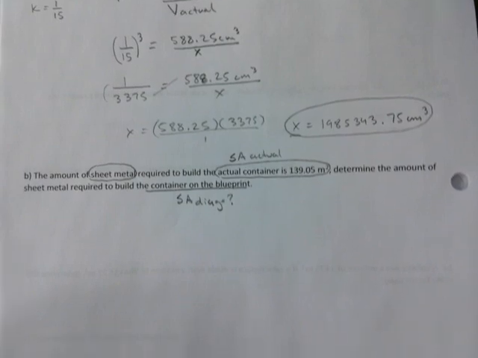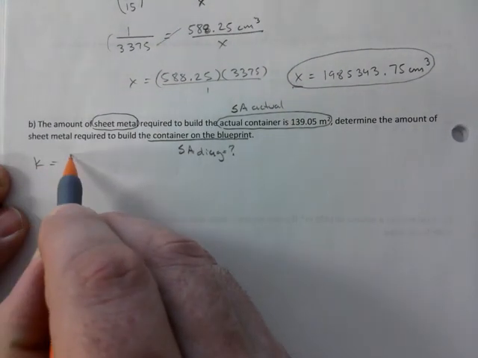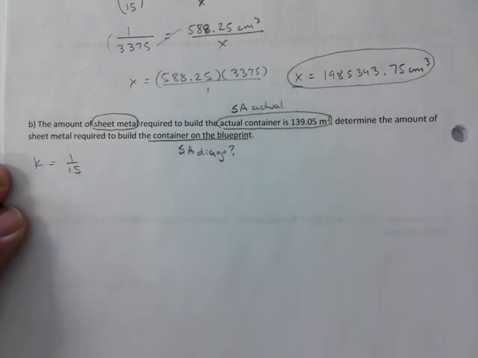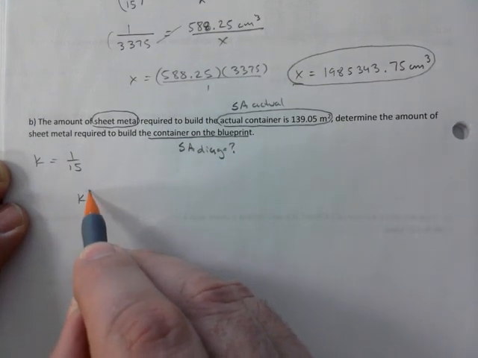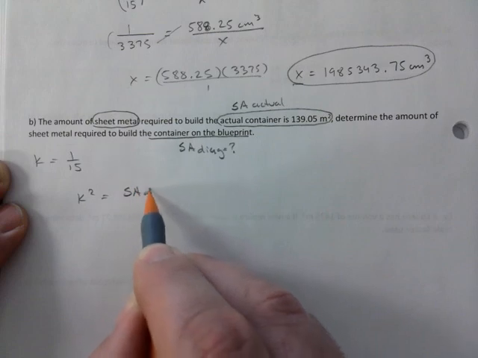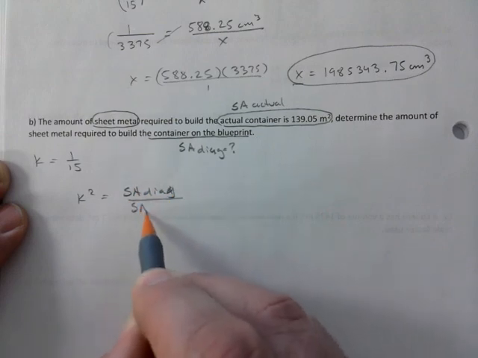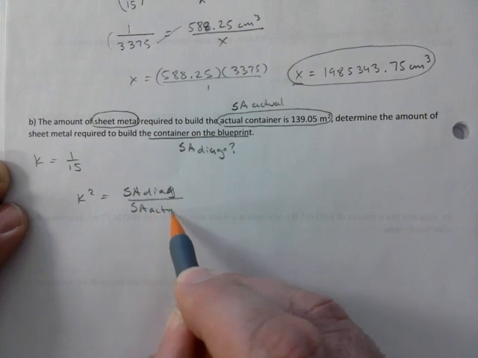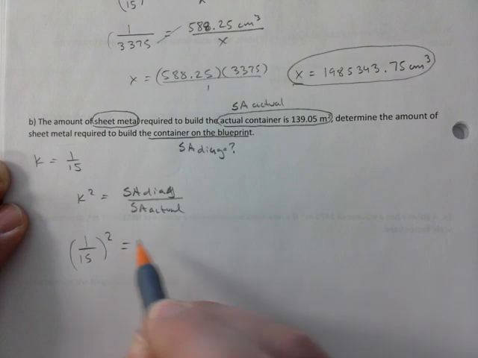And watch out, once the scale factor has been determined, it stays the same. This doesn't change. Scale factor is still the same. It's ABC. I could have a bunch of questions. Once it's determined, it stays the same. So we'll go K squared, the surface area of diagram, over surface area of actual. And then I just plug in 1 over 15 squared.